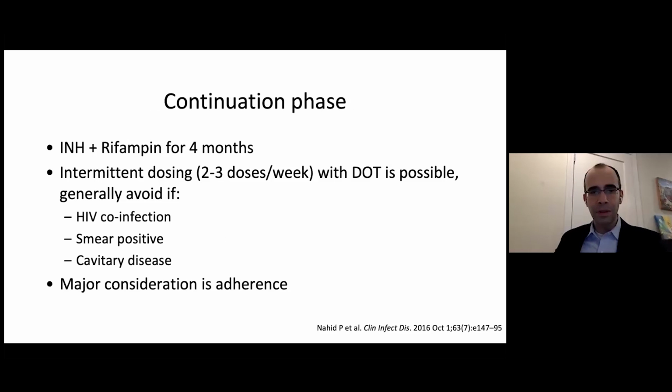It is possible per the guidelines to get intermittent dosing with directly observed therapy. In practice, we generally avoid this. In the US, we generally do daily therapy, especially if people have HIV co-infection or they have higher burden disease, so smear positive or cavitary disease. And a major consideration, again, is adherence, which is why DOT is mentioned there.